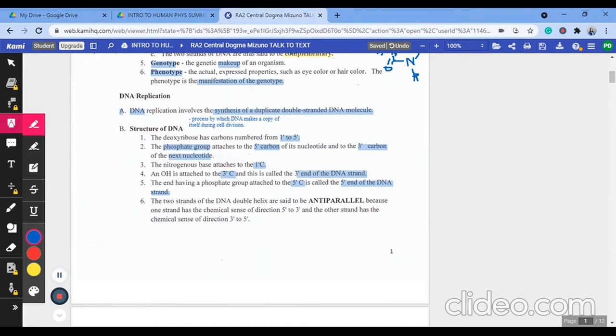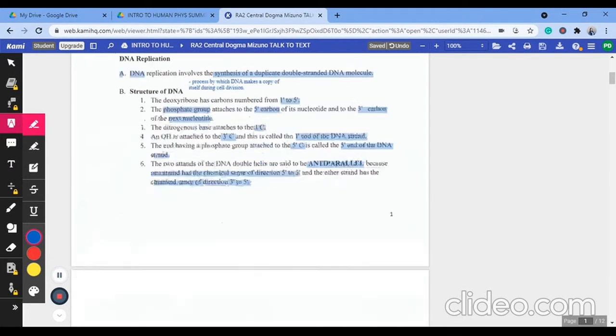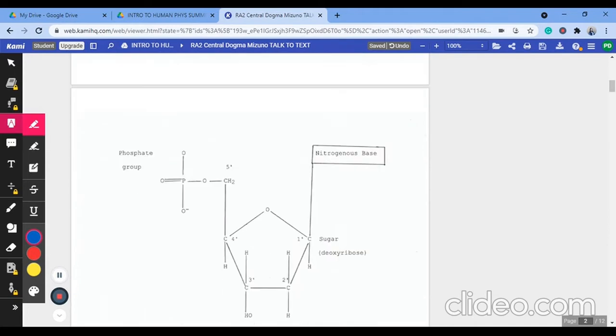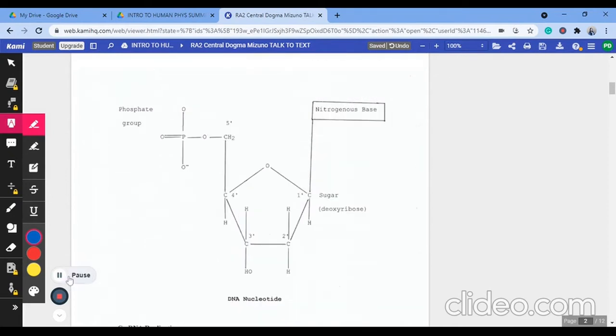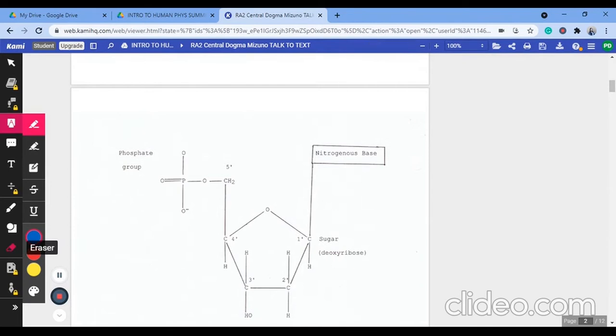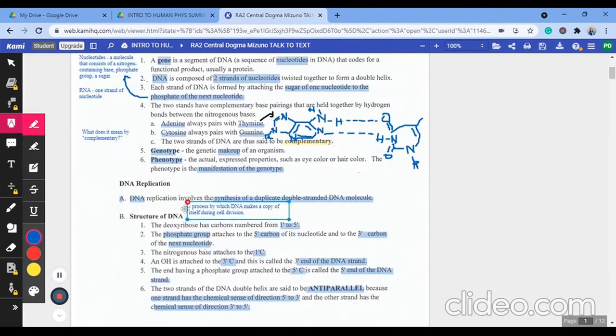The two strands of the DNA double helix are said to be anti-parallel. Anti-parallel because one strand has a chemical sense of direction from 5 to 3 and the other strand has a chemical direction of 3 to 5. So I guess this is the visual representation of that. But before I delve deeper into this visual representation, I feel like I should annotate these different structures of the DNA first.